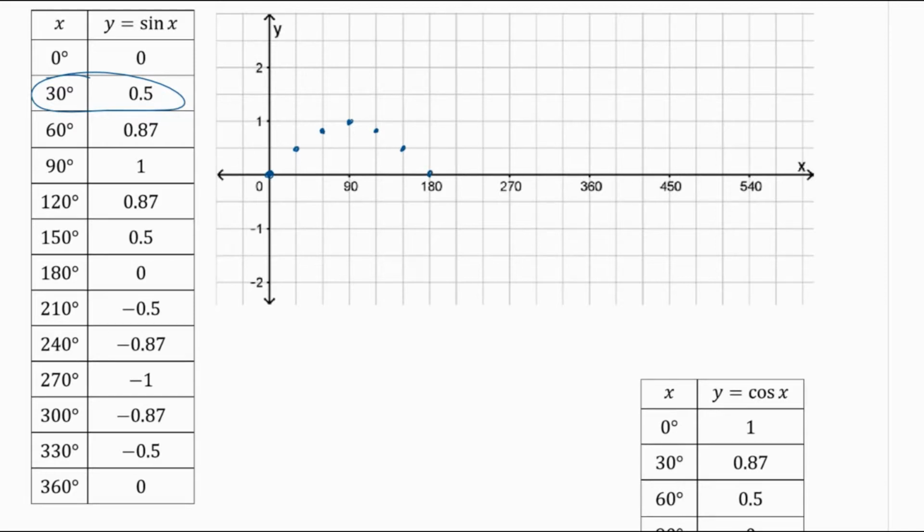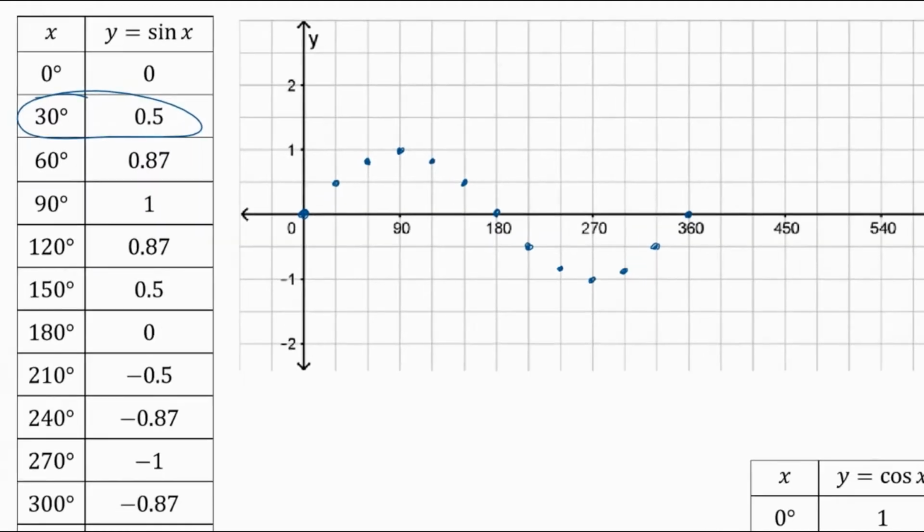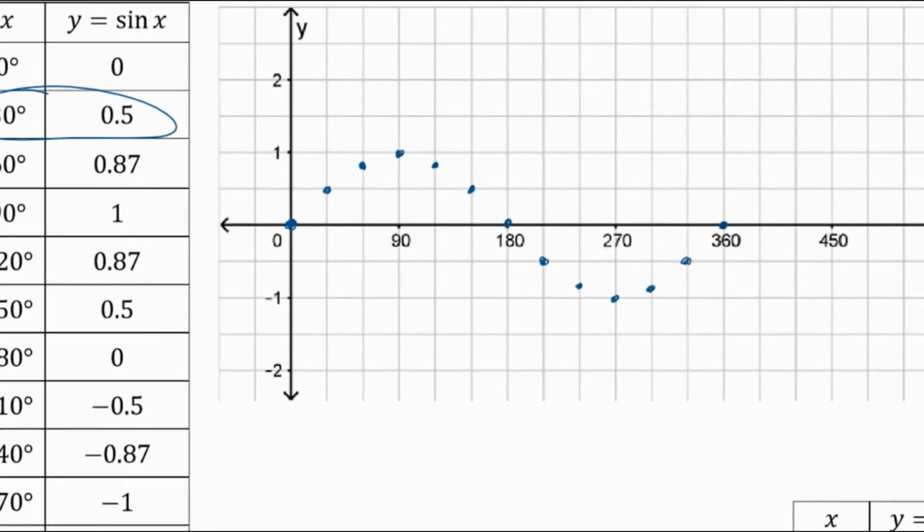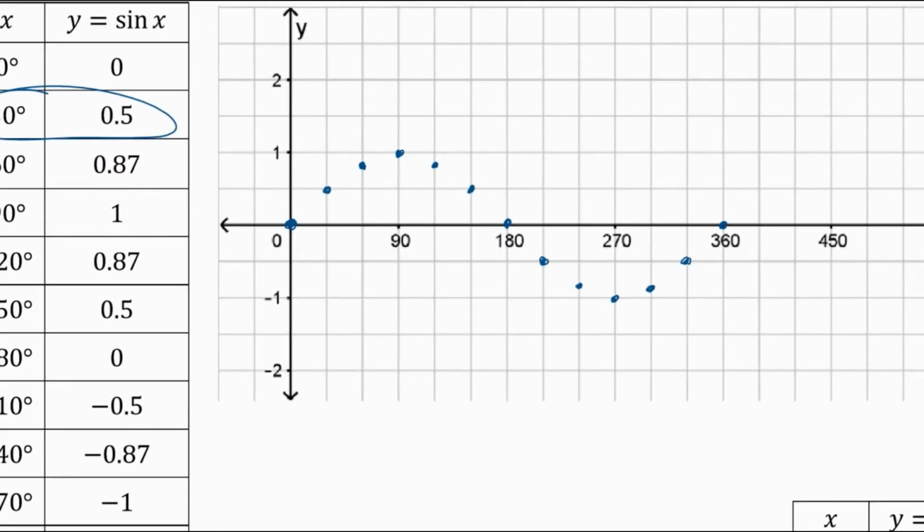Continuing on, I'm here, I'm here, I'm here, here, here. And if I can see that pattern of repetition in these values, then it makes it a little bit faster to plot those points. Okay. Now we just connect those points and we get our curve.